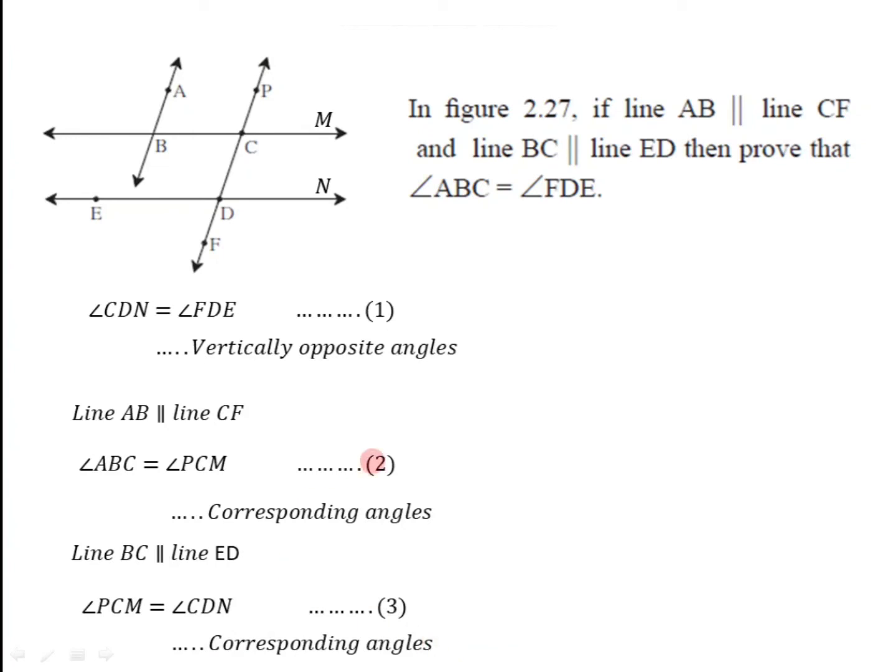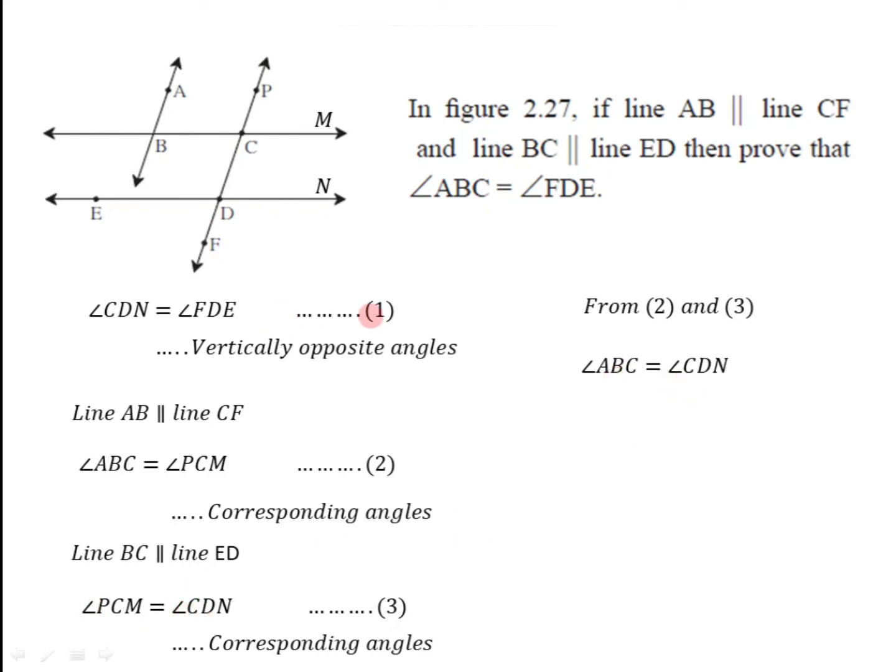If we compare equations 2 and 3, in the second equation angle ABC is equal to angle PCM, and in the third one angle PCM is equal to angle CDN. So from these two, the first angle is congruent to the second one, and the second angle is congruent to the third one. That's why from these two equations, the first angle must be congruent with the third one, that is, angle ABC is congruent to angle CDN.